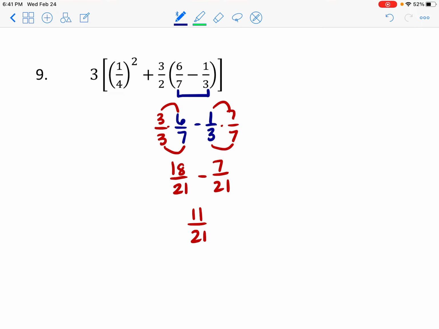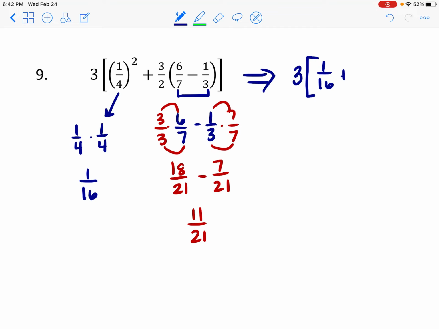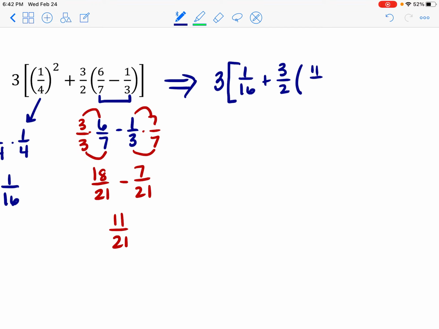And actually, we can do this as well. Let's try to save a tad bit of work. I know after the grouping symbols, I'm going to take care of those exponents. So 1/4 squared means 1/4 is going to be multiplied by another 1/4. So that's going to give me 1/16. Okay? So what are we looking at right now? Well, we still got the 3 on the outside. We still have the bracket. So it's 3 and then a bracket. The 1/4 squared became 1/16. We didn't do anything with the 3 halves, but inside of the parentheses, we now have 11/21. So now we're here.